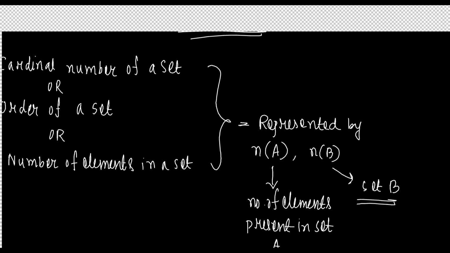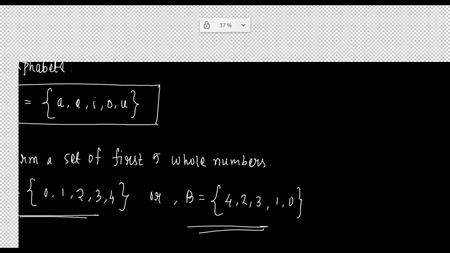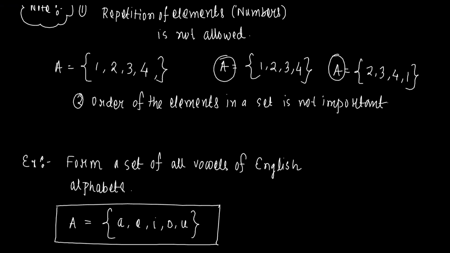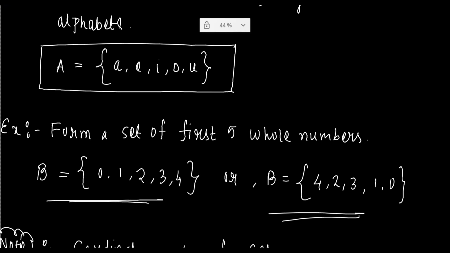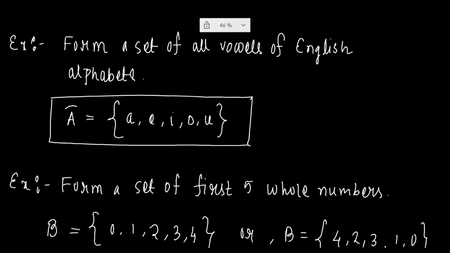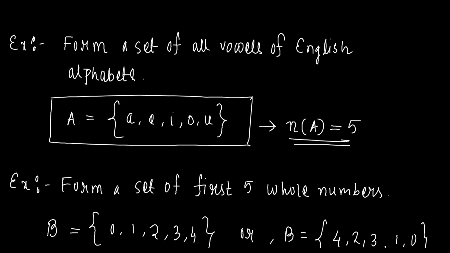So the set we have just formed, we can find out its cardinal number also. Here, if you see carefully, this is a set A. It has how many elements in the set? A, E, I, O, U. So here 5 elements are present. So I can say that the cardinal number of this set A, n of A, is equal to 5. Why? Because here 5 elements are present: A, E, I, O, U.